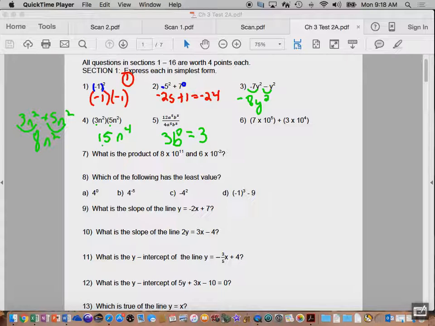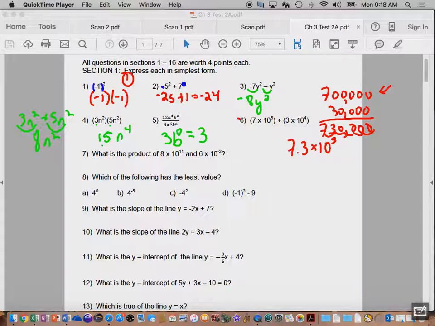You just write 3. And this last one is a problem with scientific notation and addition, and when we do that, we want to convert to standard numerals, which is 700,000, and then 30,000. This is 7 times 10 to the 5th, 1, 2, 3, 4, 5 decimal places, and then 3 times 10 to the 4th. Add them up, and then convert back, which would become 7.3 times 10 to the 5th, because 1, 2, 3, 4, 5. 7.3 times 10 to the 5th.